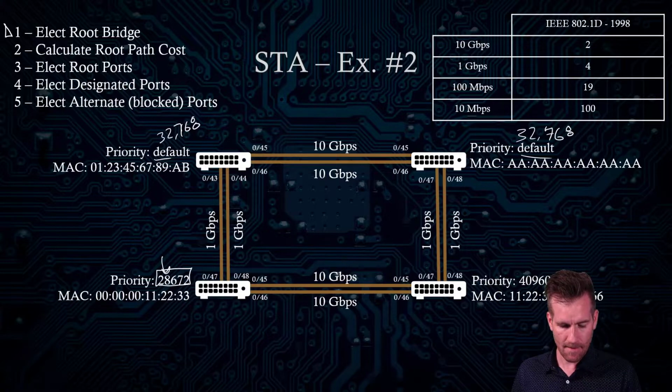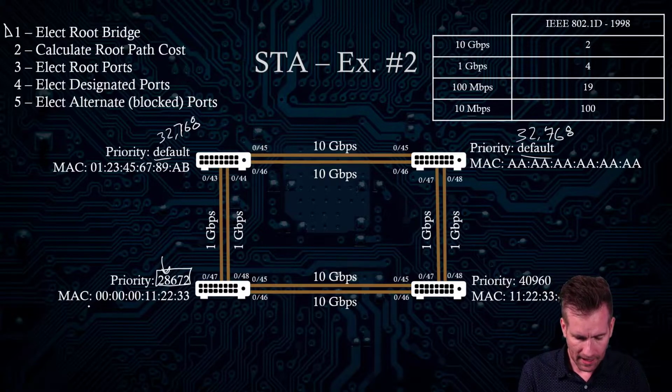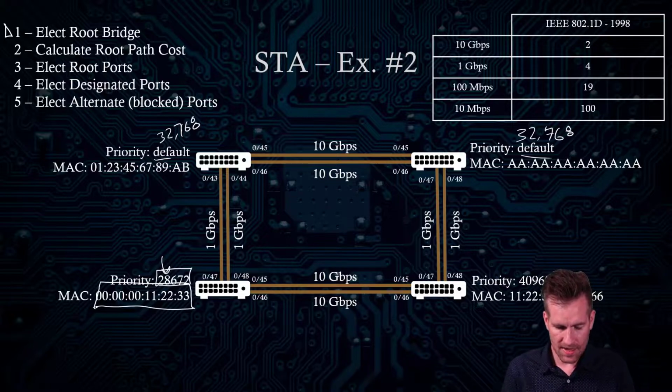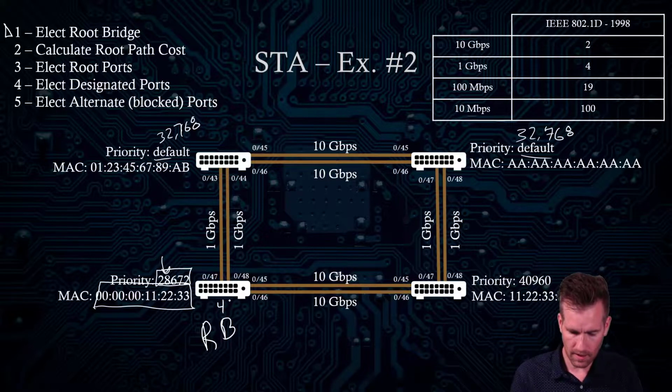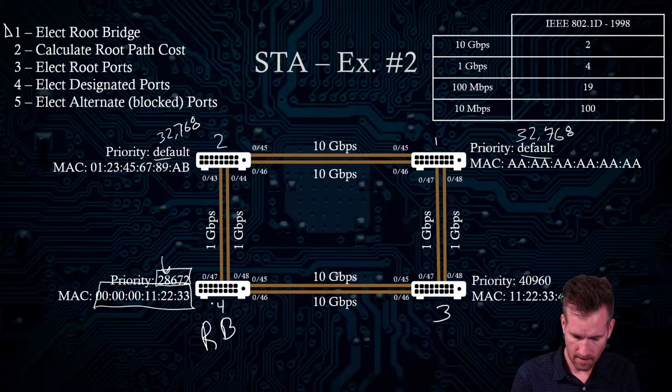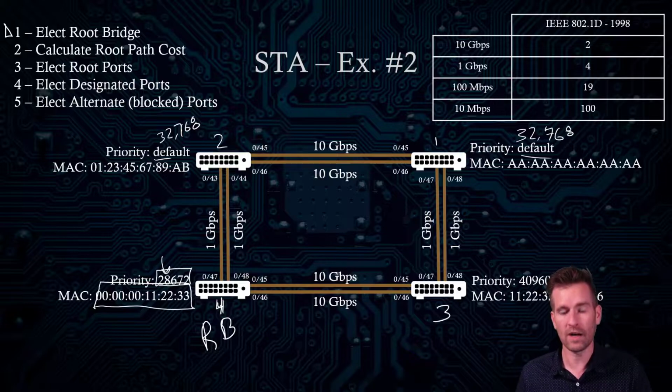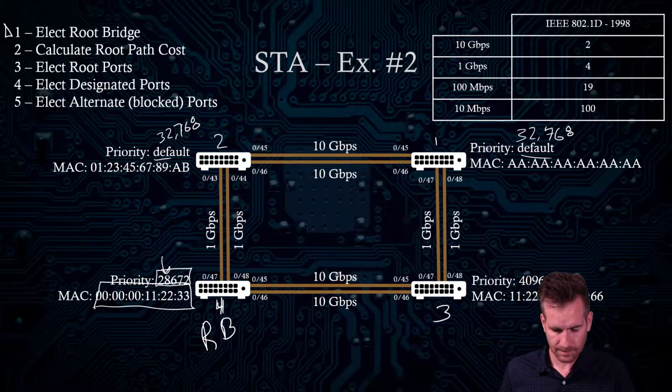So we can see that this is actually the lowest priority, and we don't even need to look at MAC addresses. If we were to look at MAC addresses, because all of the priorities were set the same, we would also see that this has the lowest MAC address as well. So this switch right here, we'll call this switch 4, is the root bridge. So we'll call this 1, 2, 3, and 4. So switch 4 is the root bridge here.